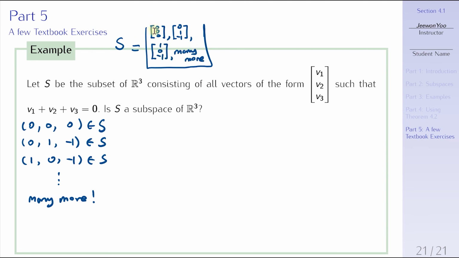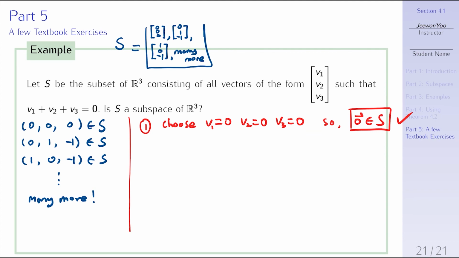Now, everyone, do you understand what I'm trying to teach you here? We're picking vectors that satisfy the equation v1 plus v2 plus v3 equals 0. This box has many vectors in it. Our goal is to show whether this box is a subspace of R3 or not. Number 1, if you choose v1 to be 0, v2 to be 0, v3 to be 0, surely the zero vector (0, 0, 0) is contained in the box S.